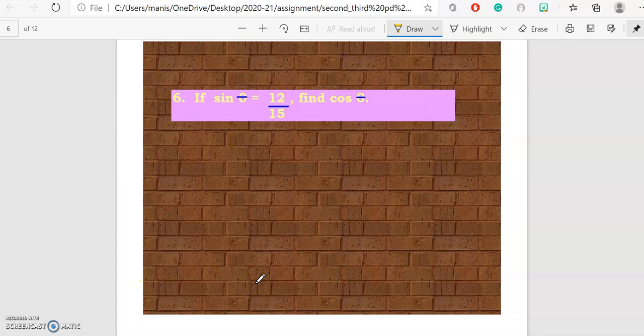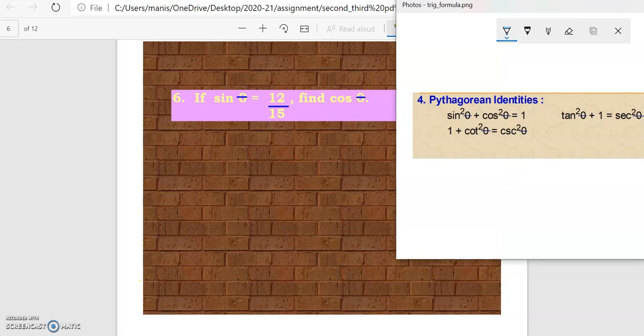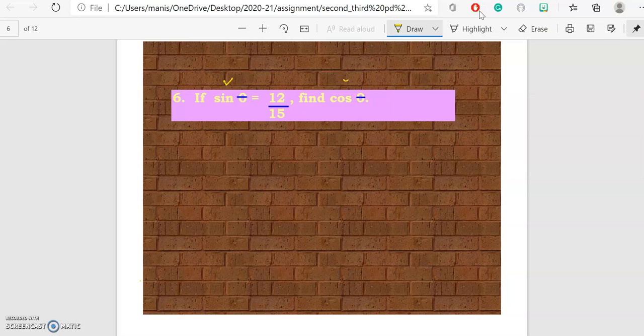If sine theta is equal to 12 over 15, find cosine theta. I want you to look at this chart over here and tell me, do you see any formula which we can use for this question? Yes, you are right. First formula, because the first formula says sine square theta plus cosine square theta is equal to 1. And in my question I can see I have been given sine theta, and I have to find cosine theta.